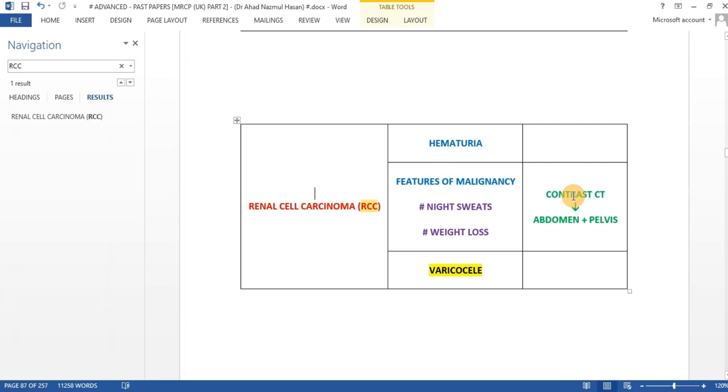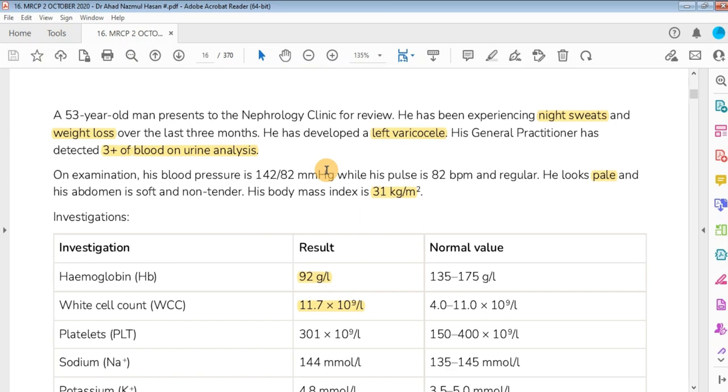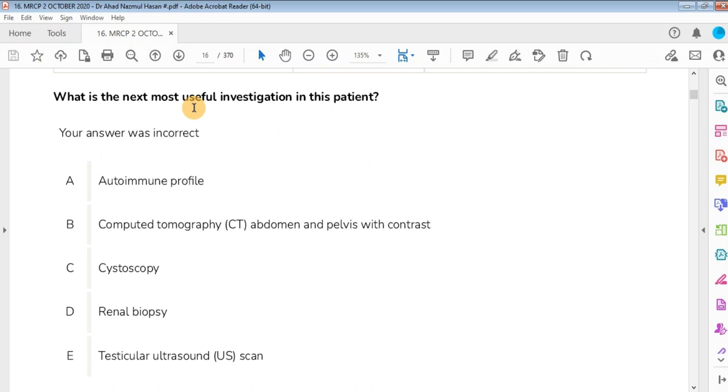And choice of investigation should be contrast CT scan of abdomen and pelvis. So patient is having the features of night sweat and weight loss pointing towards features of malignancy with hematuria, anemia, and left-sided varicocele. Since this is left varicocele, so this is a case of left-sided renal cell carcinoma. And most useful investigation should be the CT abdomen and pelvis, contrast CT abdomen and pelvis.